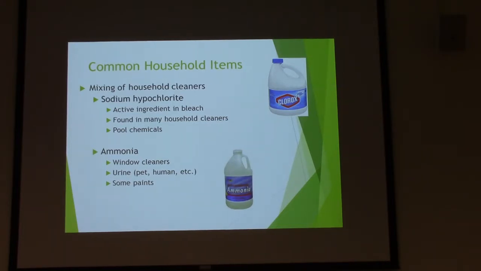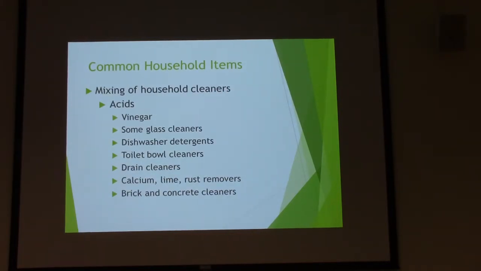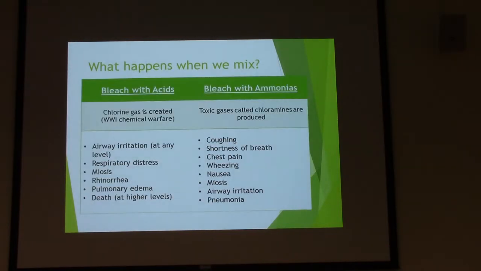So sodium hypochlorite, which actually is a quiz question, is our main active ingredient in bleach. When it mixes with anything with ammonia, window cleaners, pet urine, human urine, even some of the paints, it can cause quite a cloud or a gas. Mixing some of these household cleaners with different acids, vinegar, dishwasher detergents, some drain cleaners, that CLR that they show on TV, and the brick and concrete cleaners can also cause a nice little gas. So if we mix bleach with acid, we get that nice chlorine gas.